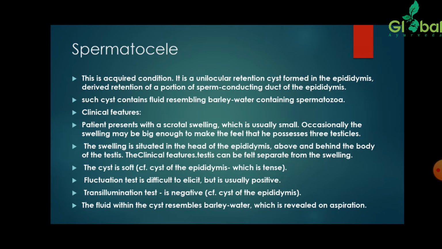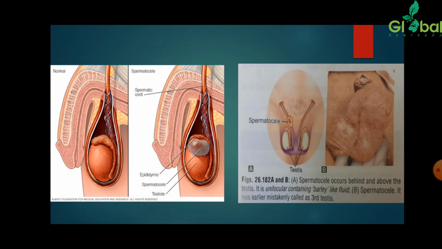The testes can be felt separate from the swelling. The cyst is soft. Fluctuation test is difficult to elicit but is usually positive. Transillumination test is negative. The fluid within the cyst resembles barley water, which is revealed on aspiration. This is the picture of spermatocele. Spermatocele occurs behind and above the testes. It is unilocular, containing barley-like fluid.